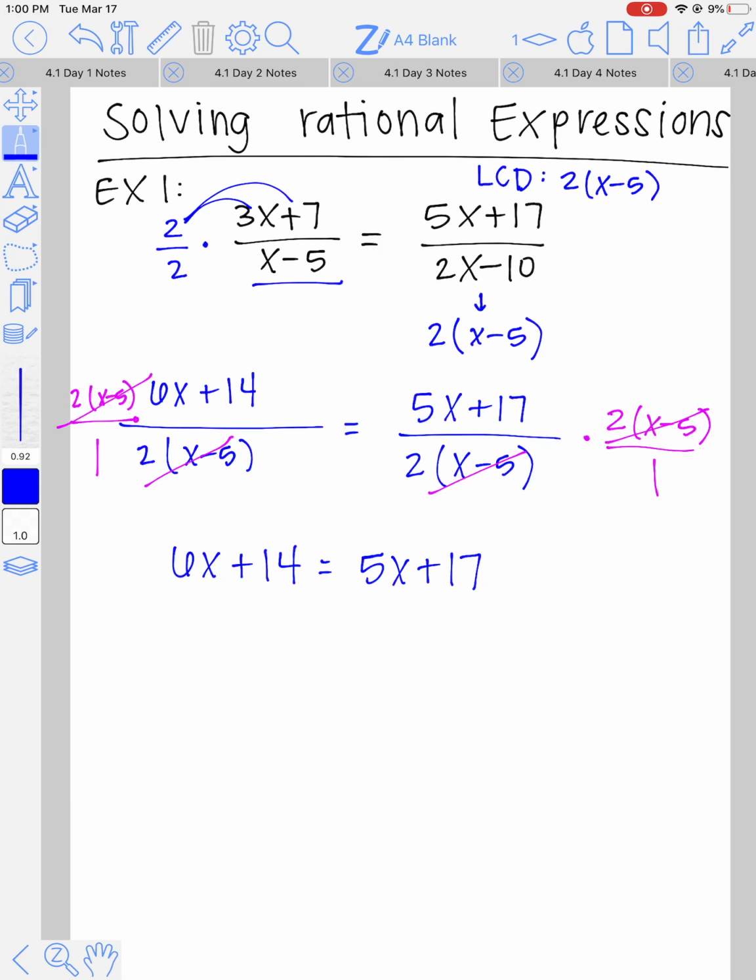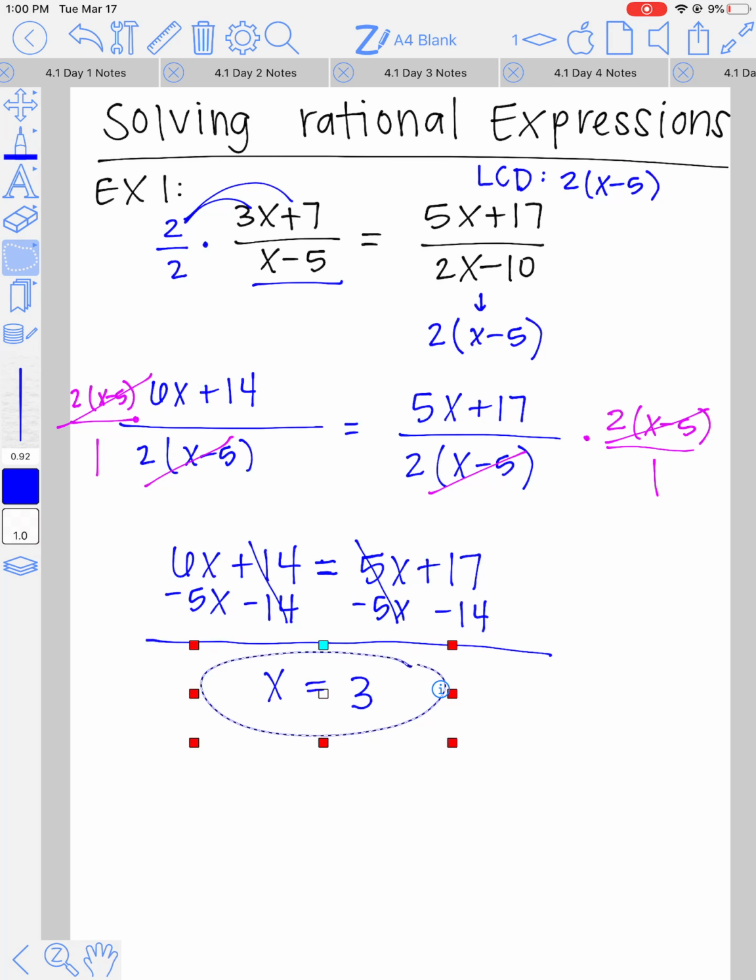To do so, I'm going to subtract 5x from both sides. So that's going to get rid of the 5x there. And I want to move that 14 over as well. So I'm going to subtract 14 from both sides. Get rid of it on the right side. And then let's simplify. So I have on the left side of my equal sign, 6x minus 5x, which will give me just an x. And on the right side, I have 17 minus 14, which will just give me a 3. Okay, so now I'm just left with x equals 3, and that is, in fact, our answer.